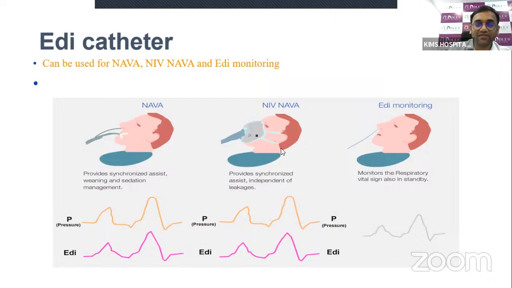In the case of NIV-NAVA, it provides better synchronization similar to NAVA. However, here, as we don't have any flow sensors with the nasal mask or nasal airway, the triggering is entirely based upon the EDA signal. So it is independent of the leakage, and we can deliver an appropriate tidal volume based upon the signal intensity from the brain. The last is EDA monitoring. The EDA catheter can just monitor the respiratory status based upon the EDA signal, and we can know the strength of the EDA signal. Based upon this, we can assess the respiratory efforts of the baby.